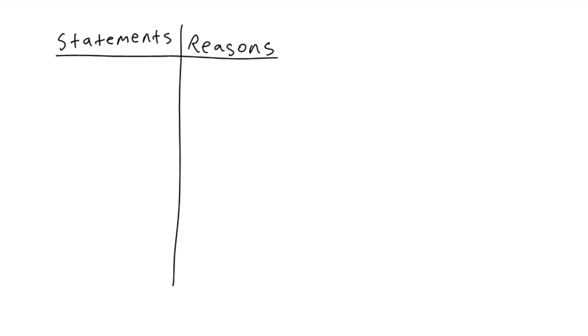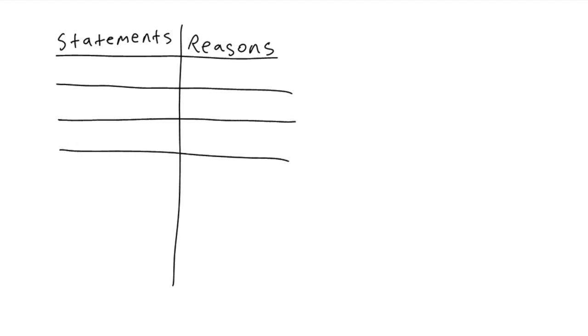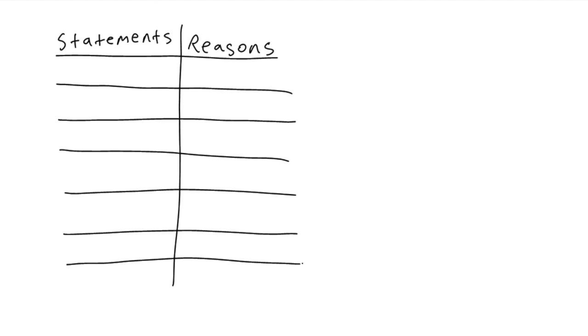Let's get started. Alright, so now we're going to start off with the basics of a proof. The very basics is the way you set it up. So we're going to have statements and we're going to have reasons. So in this we have many lines. The number of lines will differ based on the proof. But there are 3 parts to a proof.